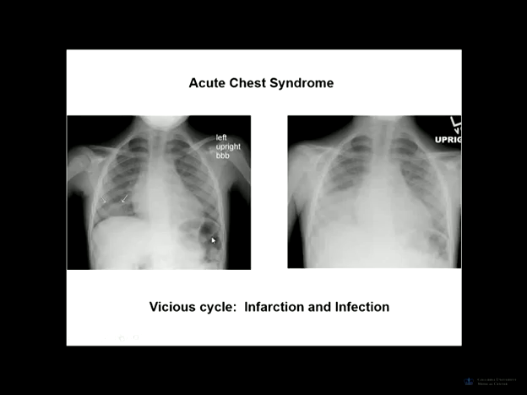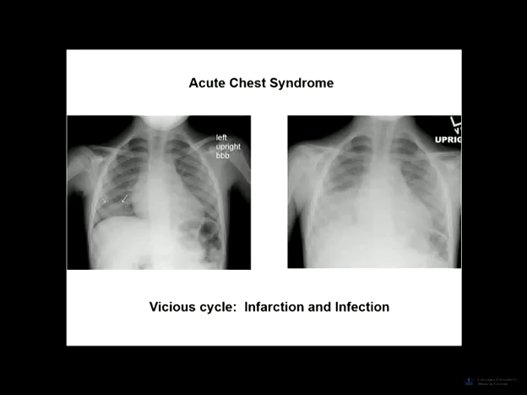Another main complication of sickle cell disease is acute chest syndrome. So we know that patients with sickle cell disease are more prone to certain bacterial infections, and also sickle cell disease causes infarct of the bone marrow. With infarction of the bone marrow, there's release of fat into the circulation, so you have fat emboli that go to the lungs.